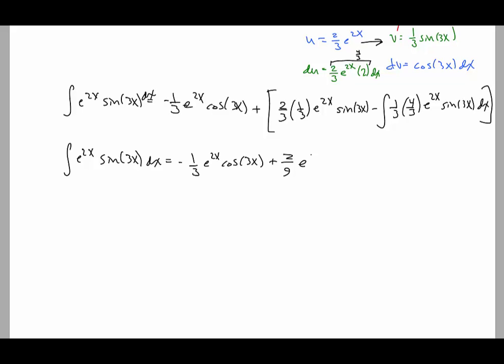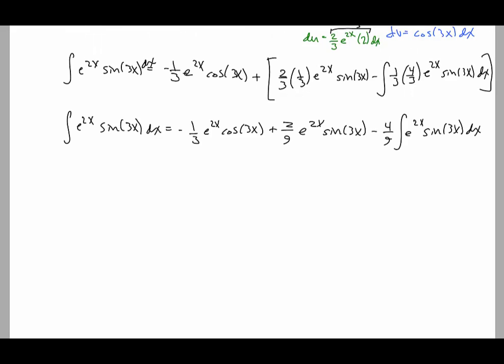So this would be plus 2/9 e to the 2x sine of 3x minus, okay, what do we have here? 4/9 times the integral of e to the 2x sine of 3x dx. Okay, now it's what's on the right-hand side that looks so familiar. If you notice, on the left I have e to the 2x sine of 3x, and on the right I have the integral of e to the 2x sine of 3x as well.